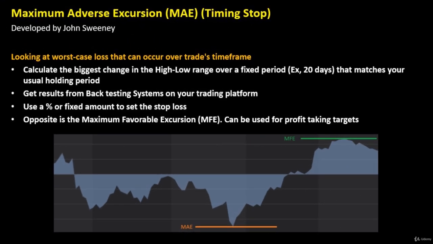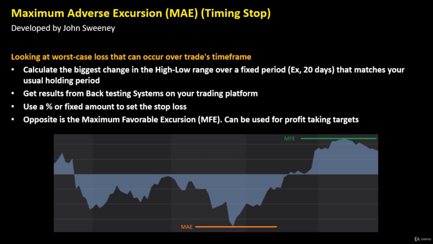Maximum adverse excursion, or MAE, is a timing stop. You think about timing. A lot of times trading software will show you a graphic like the one we have below, where it shows you where these MAEs are. Basically, it's a worst-case loss that can occur over a trade's time frame. That's why it's a timing stop.